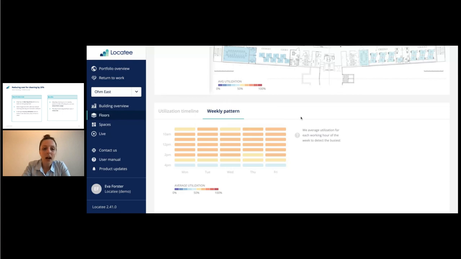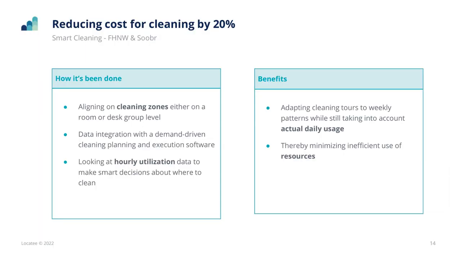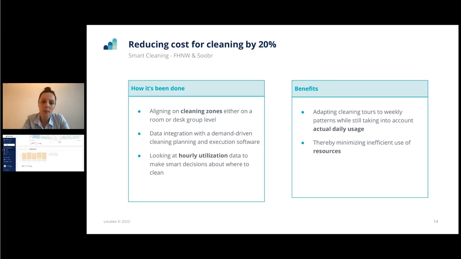How is it exactly done if we want to improve our daily cleaning part? The daily cleaning part is an example of FHNW levered through Suber. Suber is gathering the live utilization data of Locatee, is aggregating that data during the day, and is then based on that data making the cleaning schedules and cleaning routes for that particular day. By that, rooms or zones that were not occupied will not be cleaned.